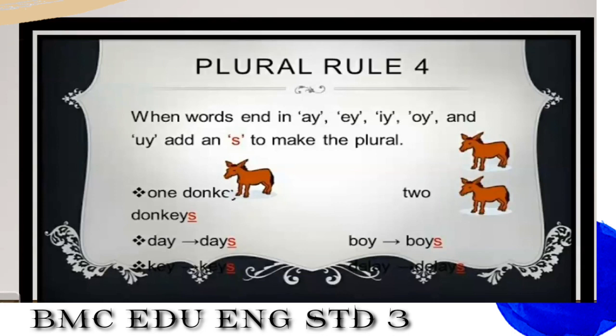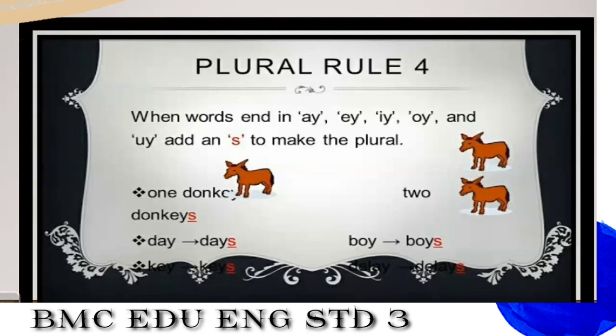Donkey. Now see, though it is ending with Y, before Y there is a vowel. E vowel is there. D-O-N-K-E-Y, donkey. So before Y there is the E vowel. So here we add S. So the plural form of donkey became donkeys.